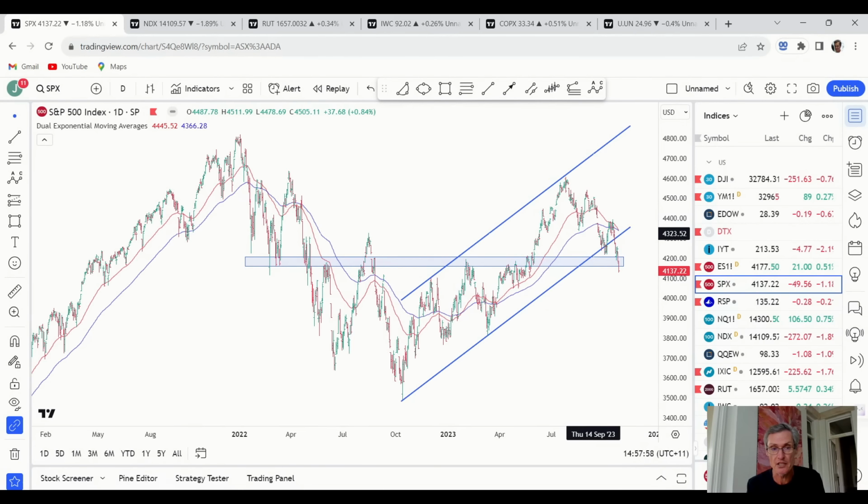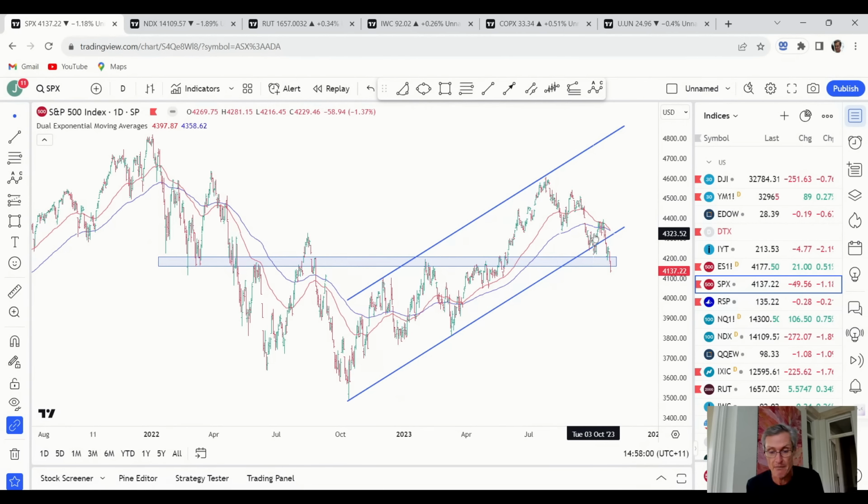But I think the key with any good trading process is that we always have to keep assessing the price action as it unfolds. And the situation as it stands is the S&P 500 has just made a new low. It is below declining moving averages. Those moving averages are also starting to cross and turn to the downside.